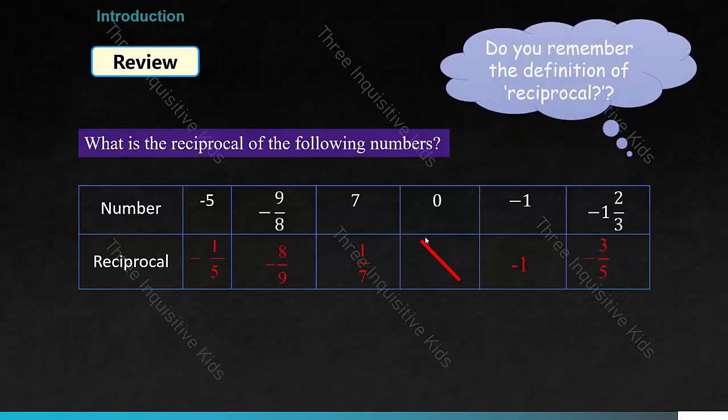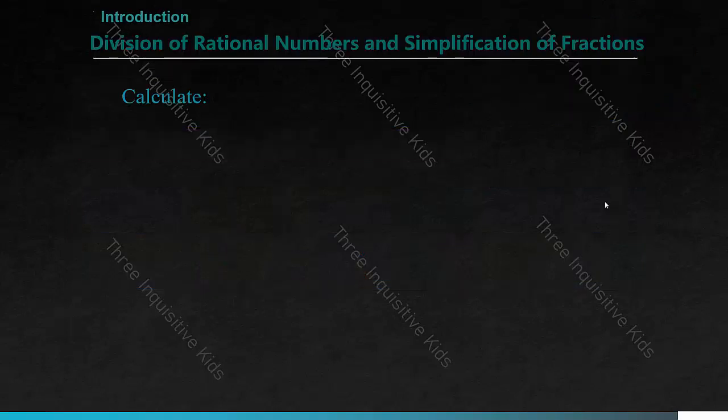Do you still remember the definition of a reciprocal? We know that a number times its reciprocal equals 1. You can see that 0 does not have a reciprocal because 0 times any number would equal 0, not 1.